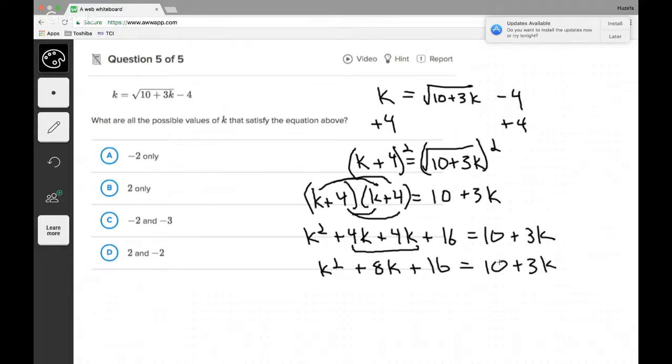What do we have? What is this? This is a quadratic equation. How do we solve quadratic equations? We get everything to one side, have it equal to 0, factor, and then solve.